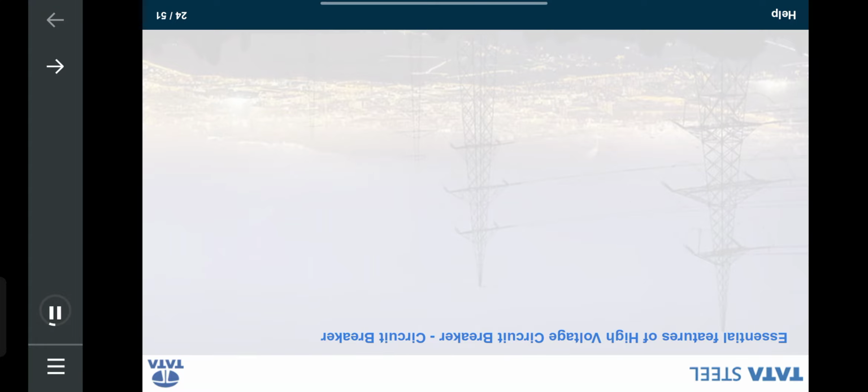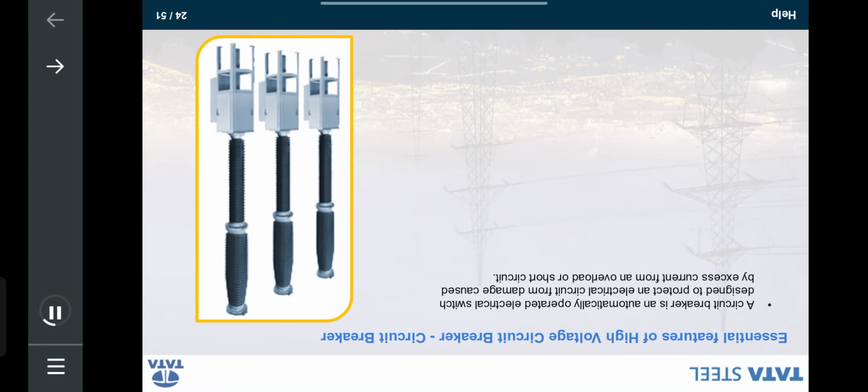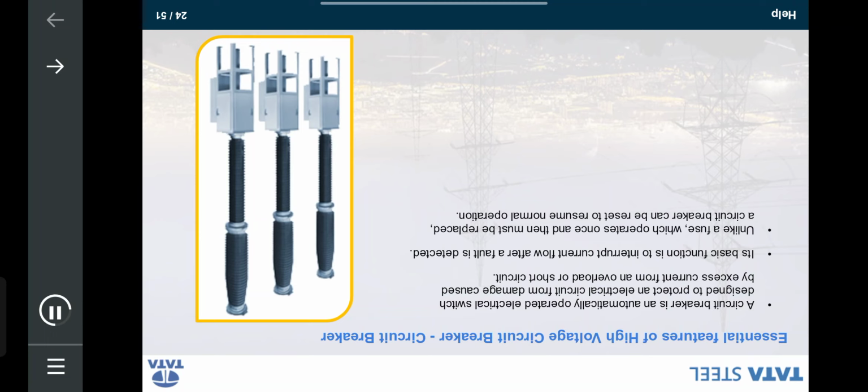Let us discuss about circuit breaker. A circuit breaker is an automatically operated electrical switch designed to protect an electrical circuit from damage caused by excess current from an overload or short circuit. Its basic function is to interrupt current flow after a fault is detected. Unlike a fuse, which operates once and then must be replaced, a circuit breaker can be reset to resume normal operation.